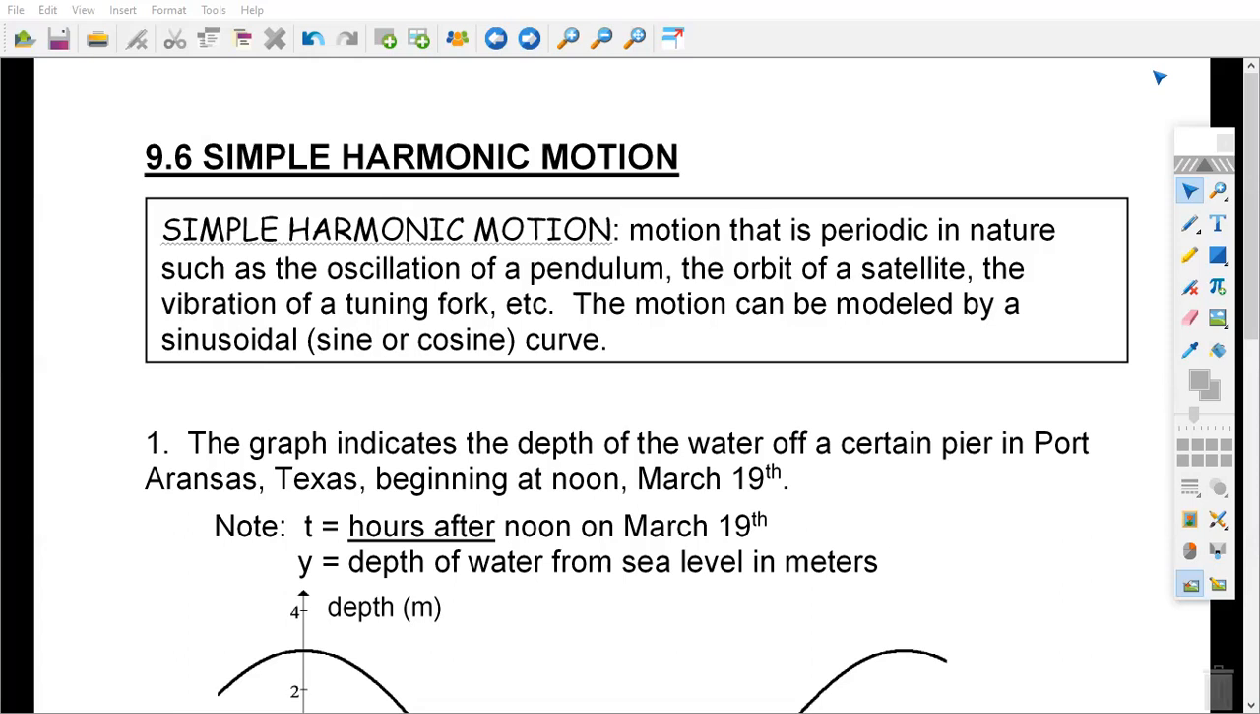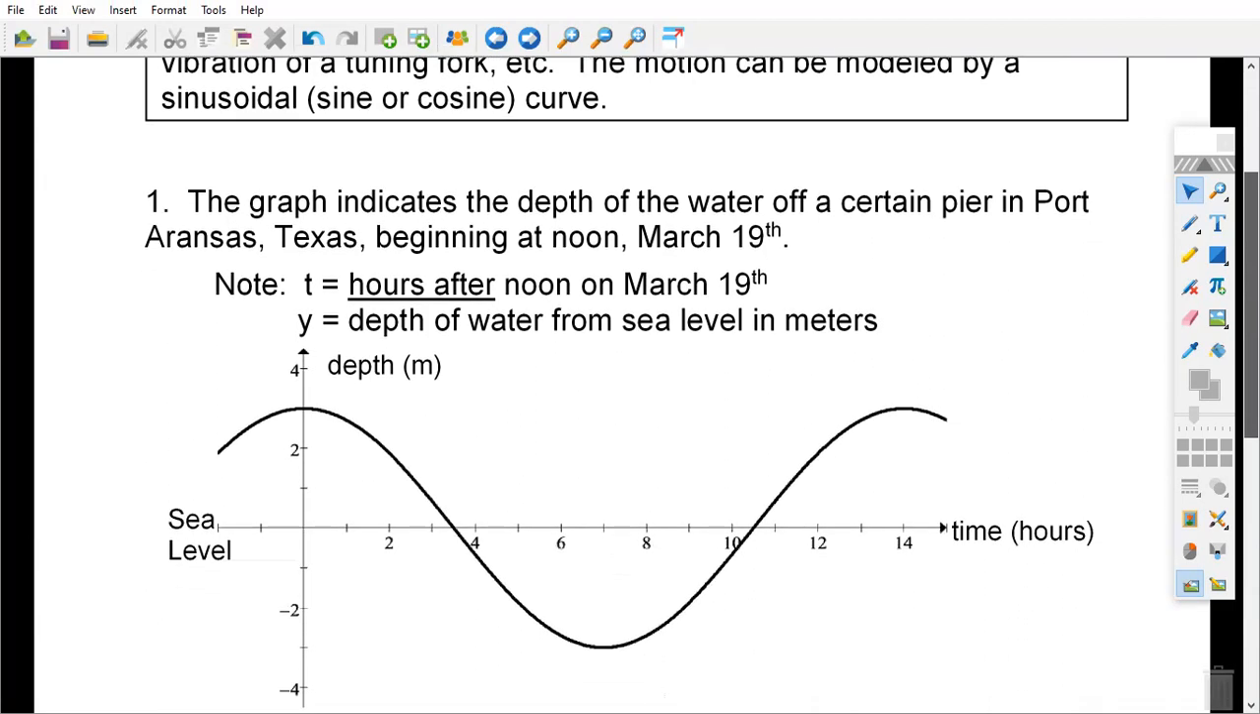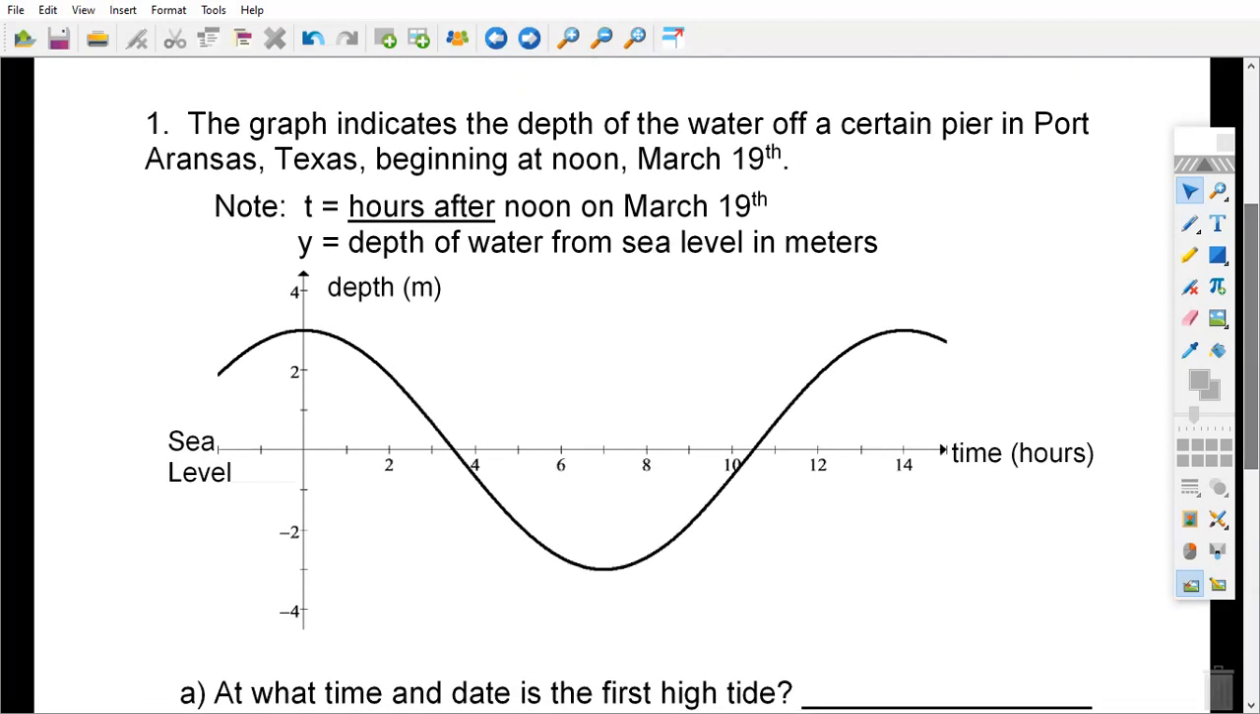So we are going, huh? Why are we in science class and shown this? Because I'm telling you where all this math falls into. All right, so the graph here indicates the depth of water off a certain pier in Port Aransas, Texas, beginning at noon on March 19th, okay?